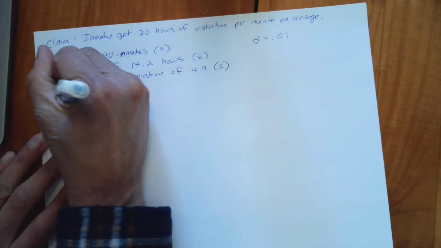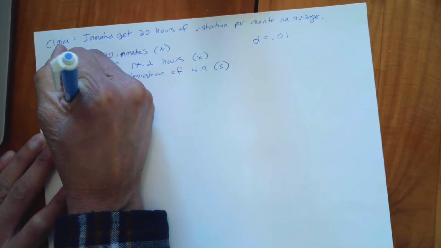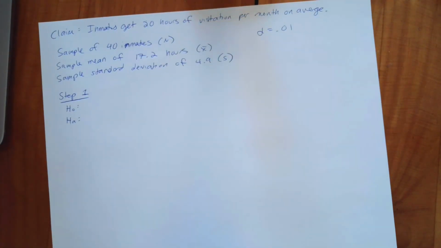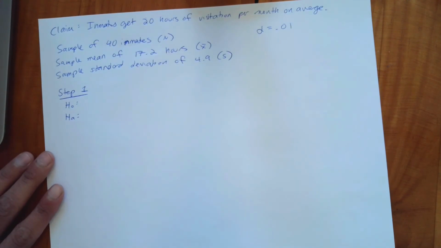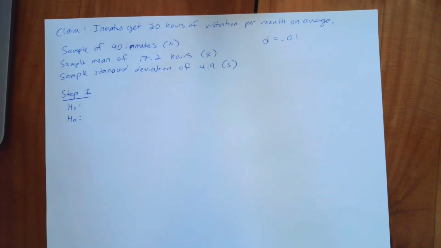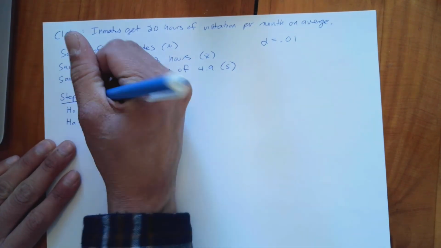So our first step is to write hypotheses. And we're always going to write a null and an alternative hypothesis. The null hypothesis is the one that you're going to be testing with your hypothesis test. So it's some claim about the world, and we want to see whether it's likely to be true based on information from a sample. So our null hypothesis here is that overall, in the population, so people who are in this prison, the average number of hours of visitation, so the population mean, is equal to 20.